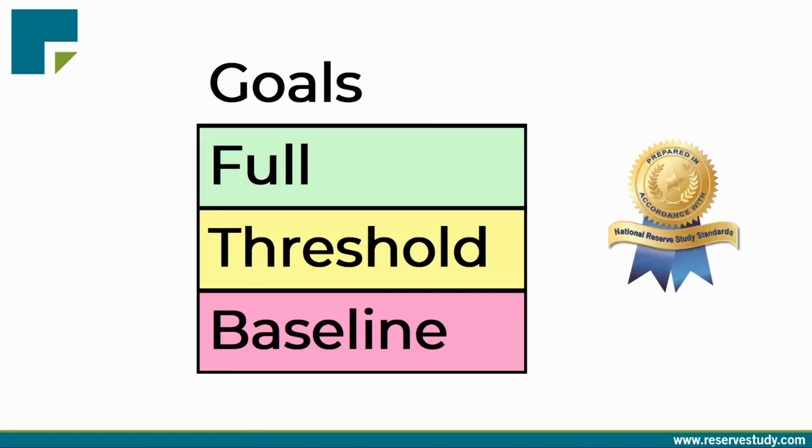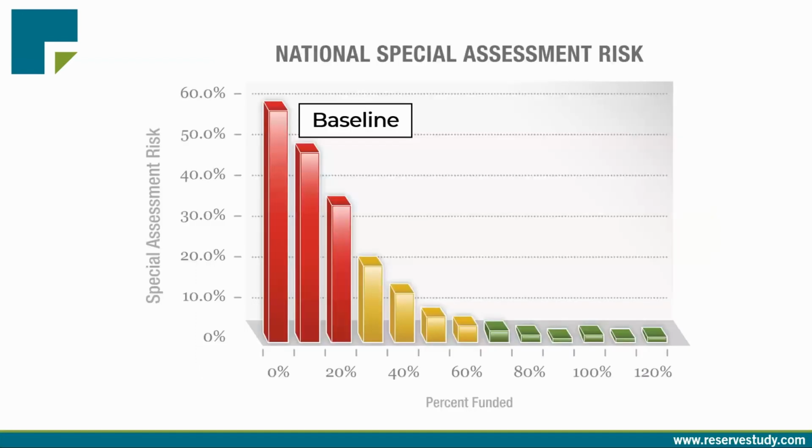Fortunately, National Reserve Study Standards define 3 funding goals: baseline, which is what I just showed you; threshold, which is a chosen dollar or percent funded amount that you want to stay above; or full funding, which means the goal of having cash on hand equivalent to your amount of deterioration. Here's what it means to your association.